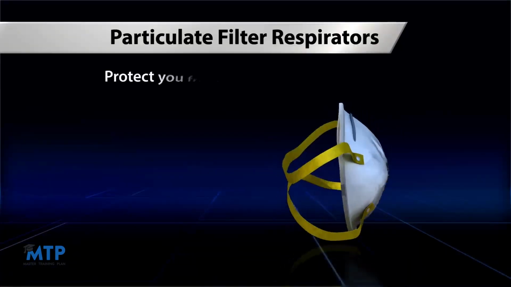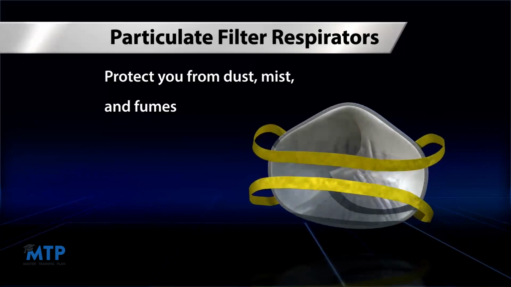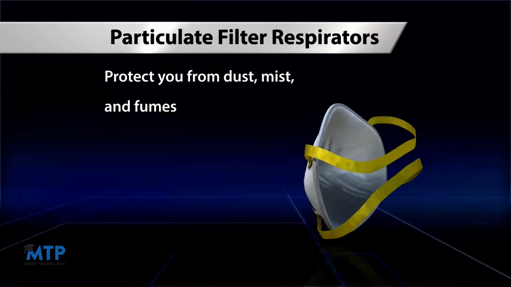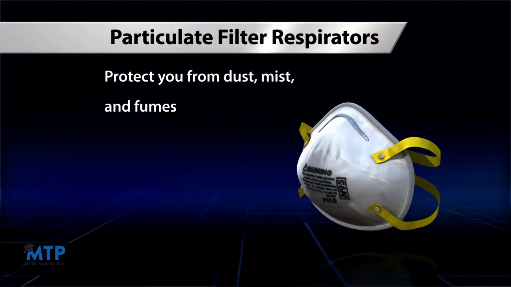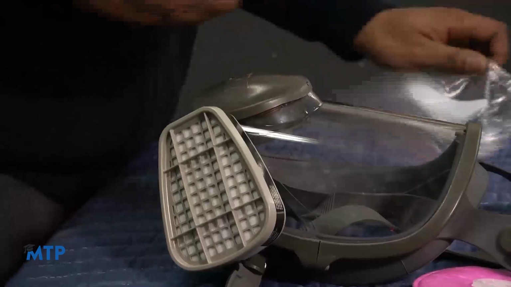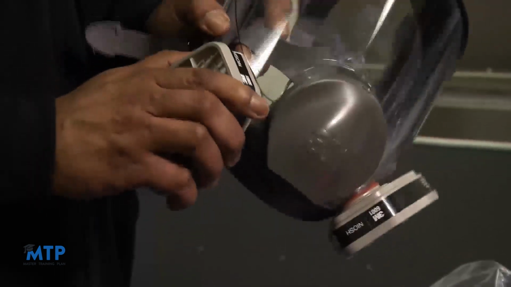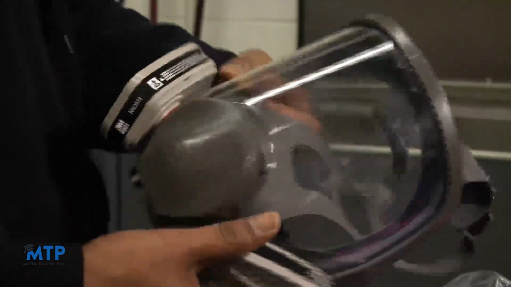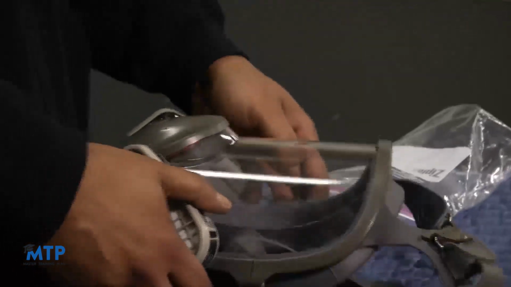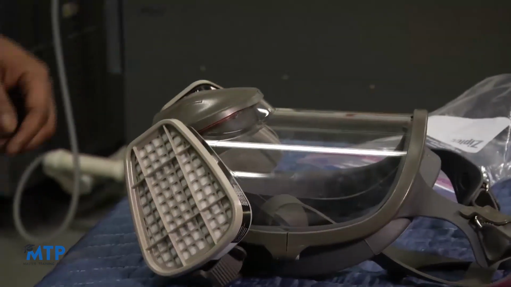They're designed to protect you from dust, mist, and fumes. A dust mask is the most common type of particulate filter respirator. An air purifying respirator with organic vapor cartridges is commonly used for working with solvents, such as acetone. There are many other types of cartridges and canisters for other types of vapors and gases.